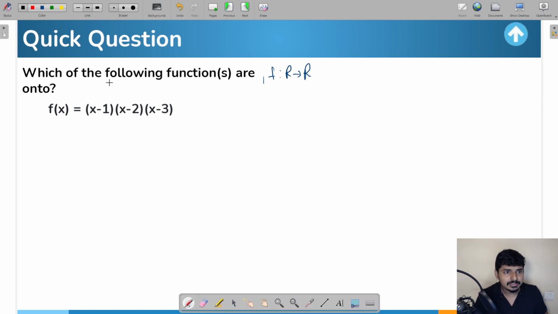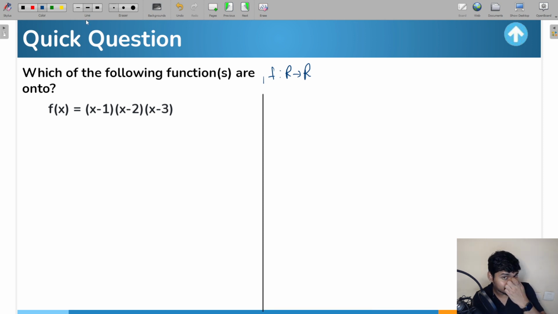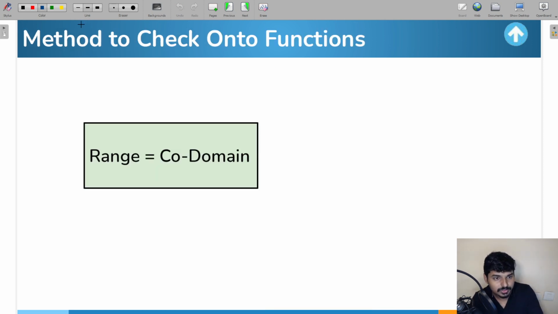To figure out whether this is going to be onto or not, I'll tell you a method to check whether a function is going to be an onto function. All you have to do is write x in terms of y, if possible. You write x in terms of y.